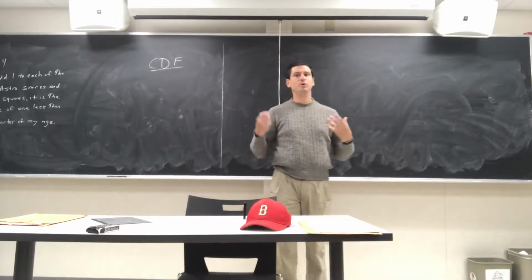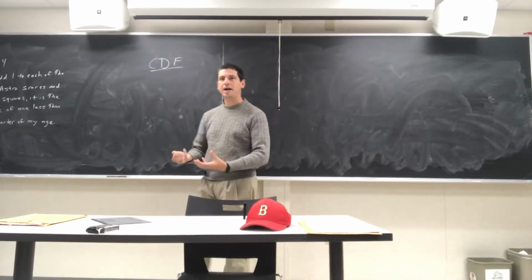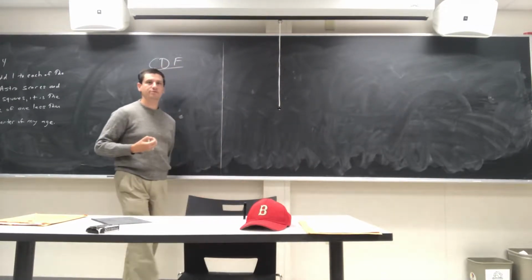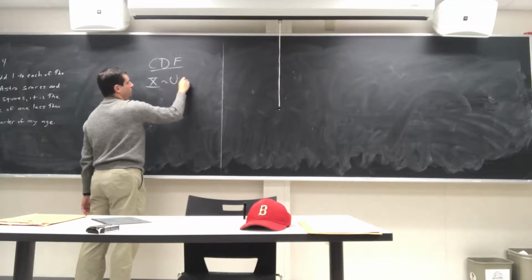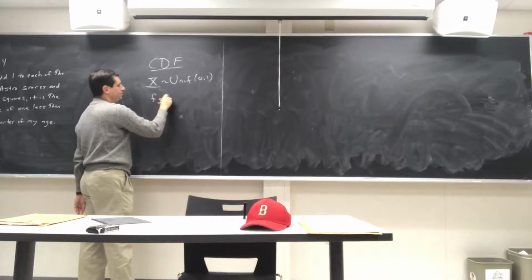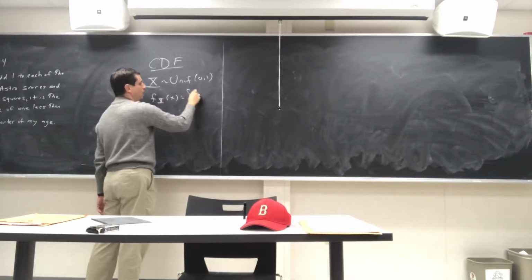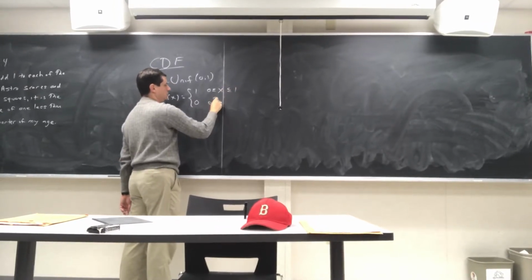So what I want to do today is explicitly talk about how, if I give you one random variable, we can pass from this to the distribution of another random variable. So let's say X is uniform on 0, 1. So this means the density function is equal to 1 if 0 ≤ x ≤ 1, 0 otherwise.